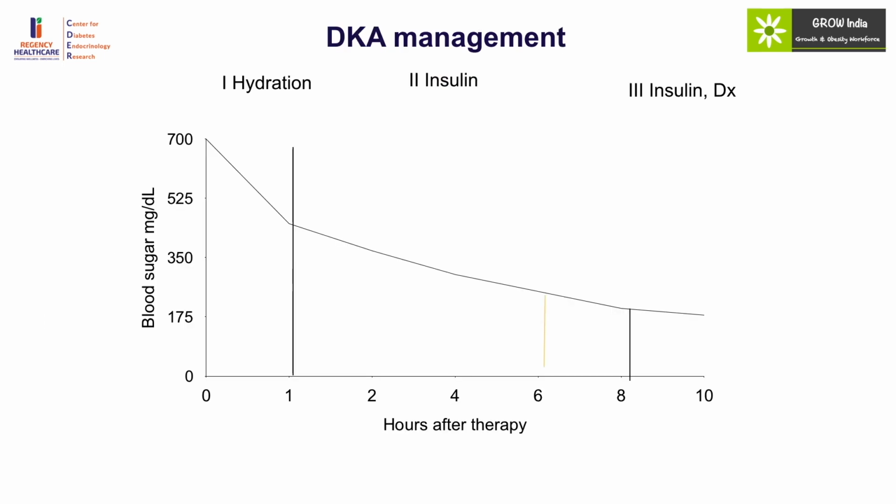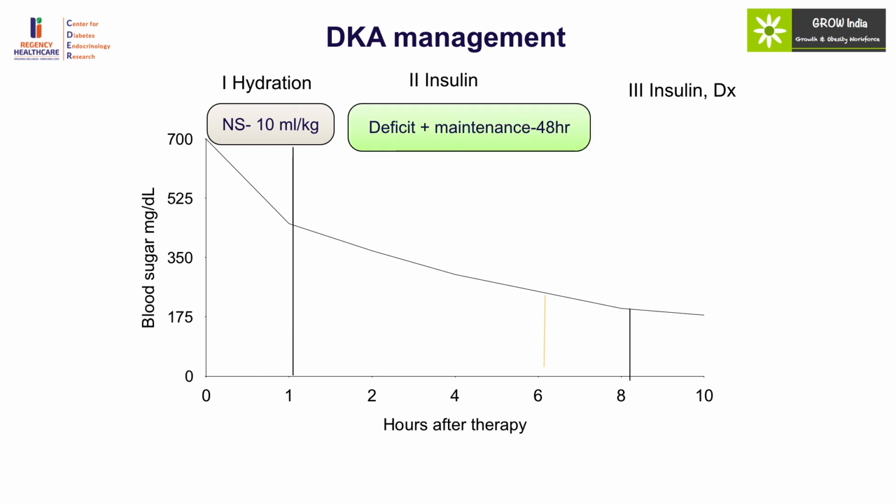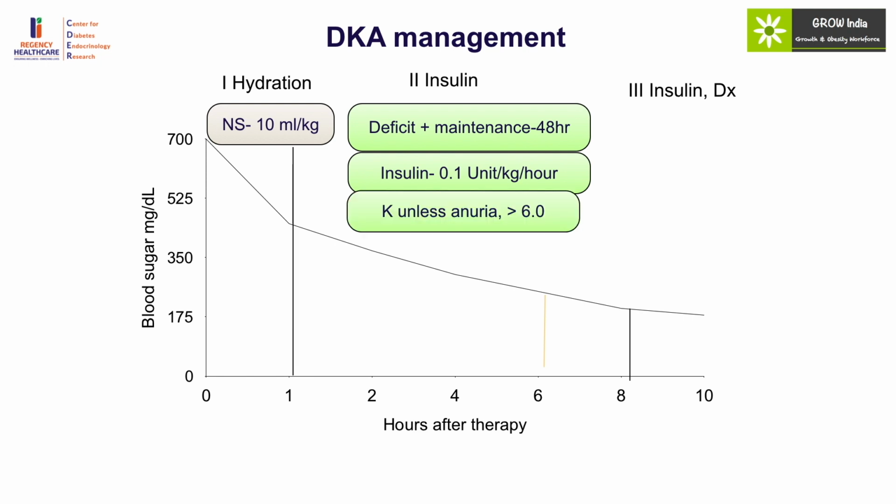So management of DKA in a nutshell involves an initial hydration phase of normal saline 10 ml per kg, followed by correction of deficit and maintenance over 48 hours using normal saline, with use of insulin without a bolus at around 0.1 unit per kg per hour, addition of potassium 40 millimoles per liter unless there is anuria or hyperkalemia, and addition of dextrose once the blood sugar levels become less than 300.